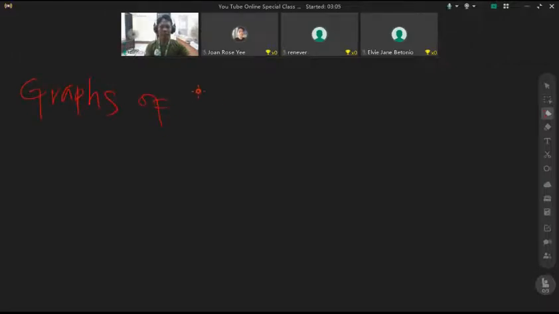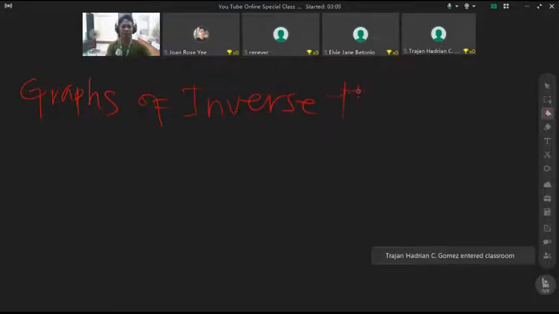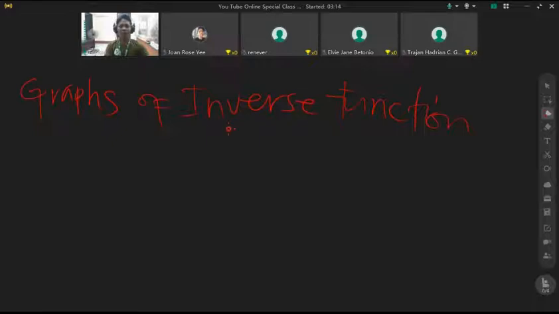Graphs of inverse functions. This inverse function or functions are actually inverse of rational function.